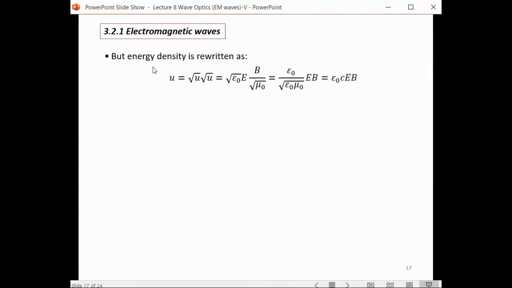Rewriting the energy density, splitting the U into a root U multiplied by a root U, and each of these is substituted with the value that's associated with its E field and the B field, and that will give us epsilon 0 over root of epsilon 0 mu 0 EB, whereby 1 over root of epsilon 0 mu 0 is substituted with c. So in other words, the energy density can then be written as epsilon 0 c EB. The power transferred per unit area is given by the energy density multiplied by the speed, and that equals epsilon 0 c squared EB.